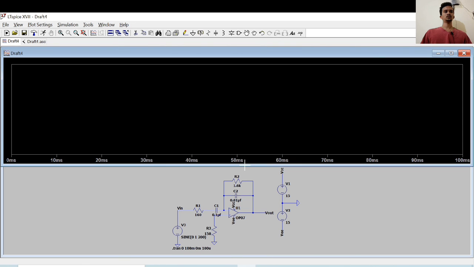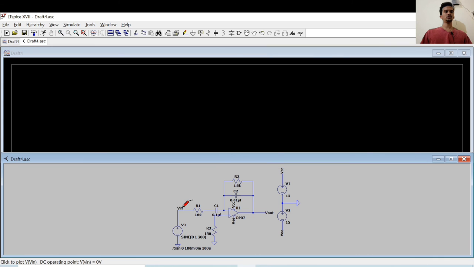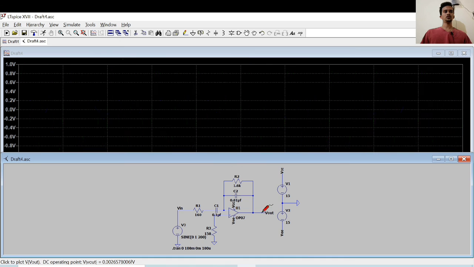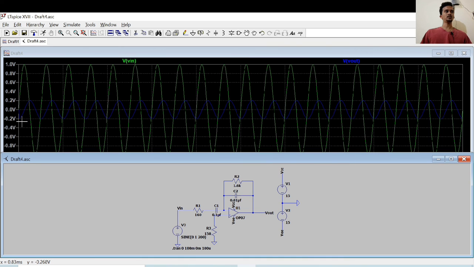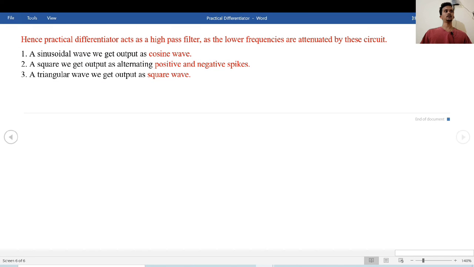So we'll see at input, so this is my input, then at output we get a cosine wave which starts from minus 0.2 volts. So as we give an input of sine wave, we get a cosine wave. Similarly, if we give a square wave, we get output as alternating positive and negative spikes, and if we give triangular waves, we get an output as a square wave.